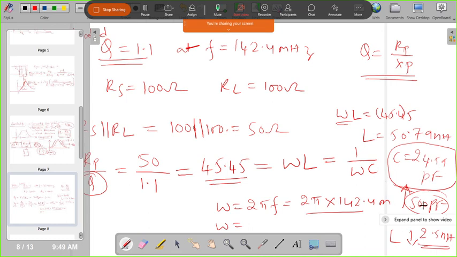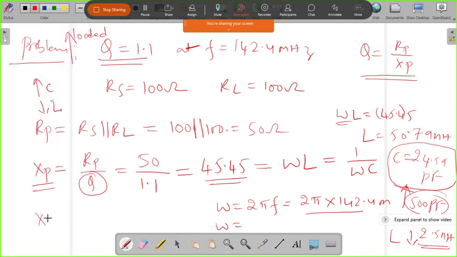Okay, so if I take 500 picofarad as the new C to increase the Q, again you have to calculate Xp. For the new value of capacitance, you can calculate the new value of Xp, keeping Rp constant. Rp will be fixed, only we are changing the capacitance. So if I put 500 picofarad, with the same value of omega, just calculate the new capacitive reactance. What is Xp for 500 picofarad? Just tell me.